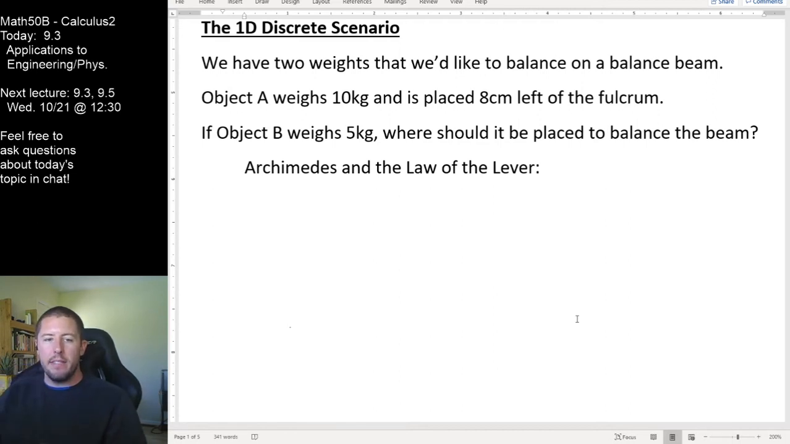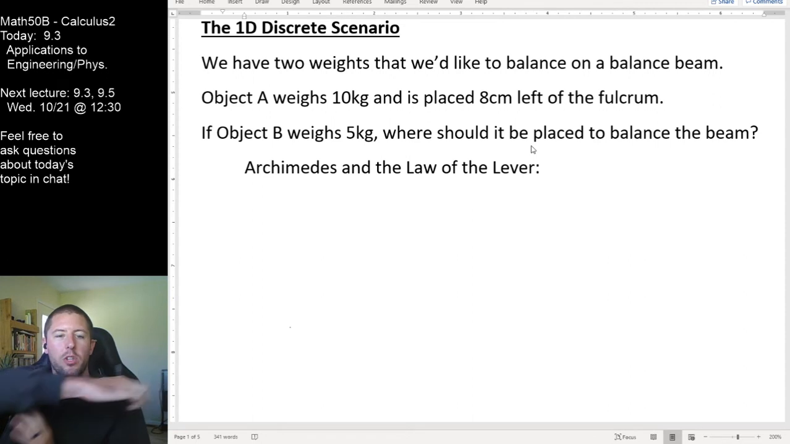So the center of mass is the location at which the axis or axes would be balanced given the objects being placed on them. So what we're thinking here is that we've got two weights. One weighs 10 kilograms, one weighs 5 kilograms. I know where object A is located. It's 8 centimeters to the left. What we want to know is where should B be located so that we are perfectly balanced, so that that fulcrum does represent the center of mass.